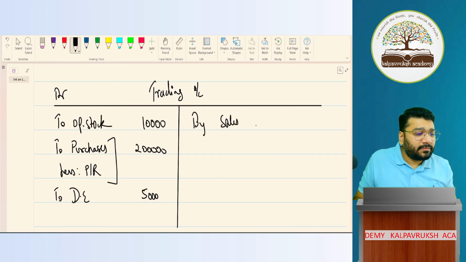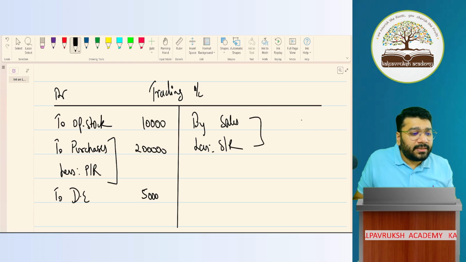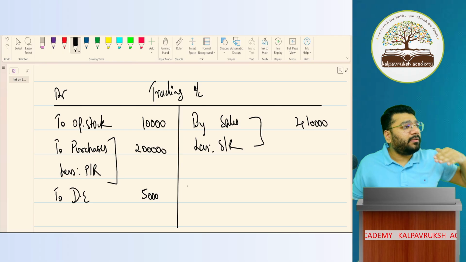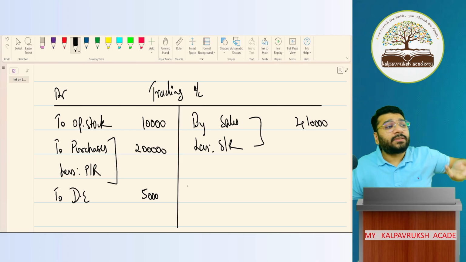Buy sales less sales return. So net is, let's suppose, 4,10,000 rupees. Then we'll record. Imagine all the stocks are not sold.